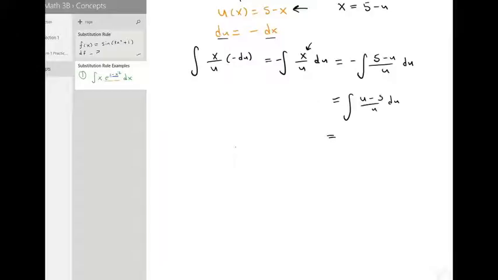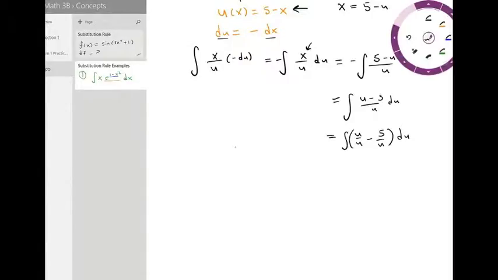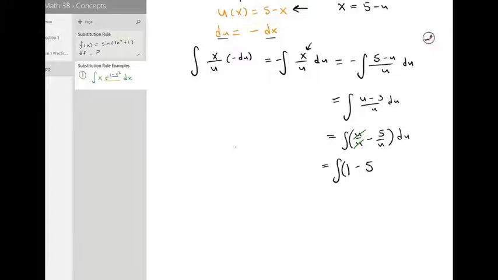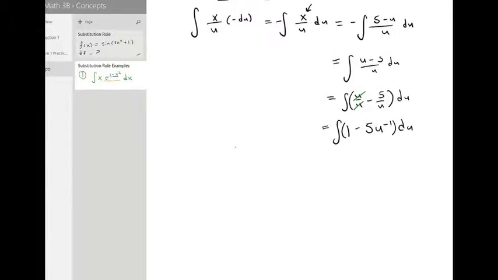And now we can distribute this denominator among these terms. We have u over u minus 5 over u, du. These u's here will cancel, leaving us with the integral of 1 minus 5 times u to the negative 1 du. And now we can easily integrate this.